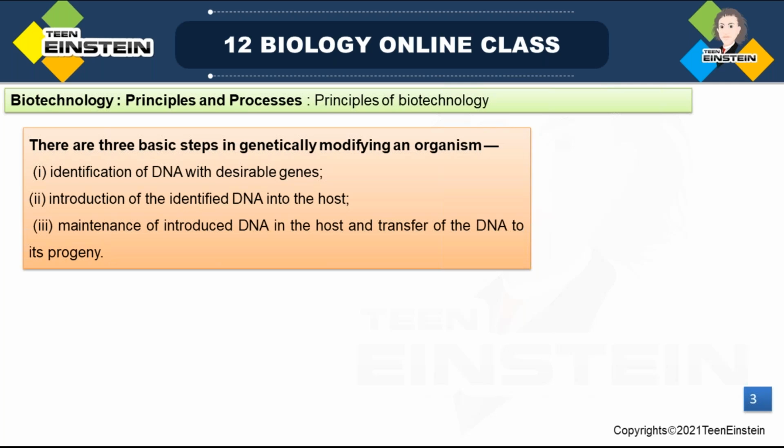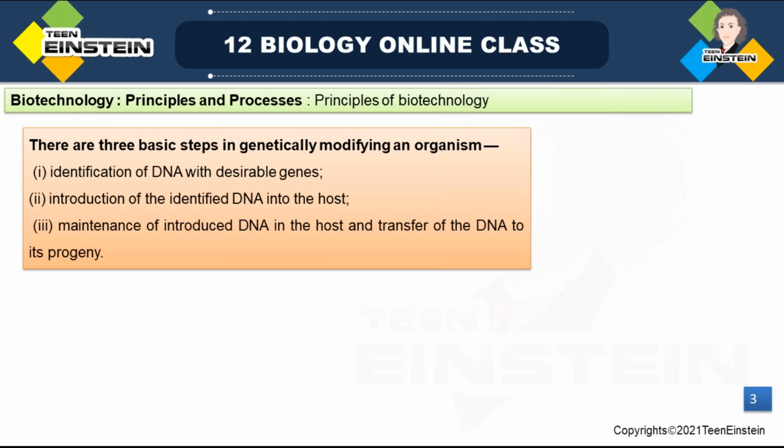Next step is the introduction of the identified DNA into the host. So we need that in more number, isn't it? If you are identifying that gene, we need that in more number. We need to make modifications. So what we need to do for that? For multiplication, or if we need more number, we need to introduce that identified DNA into a suitable host, right?